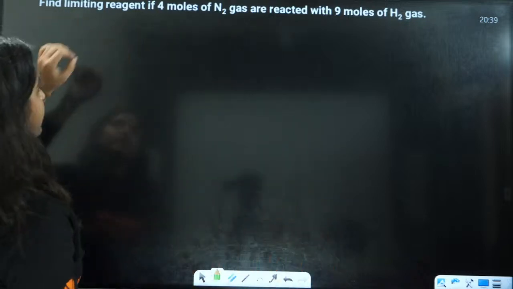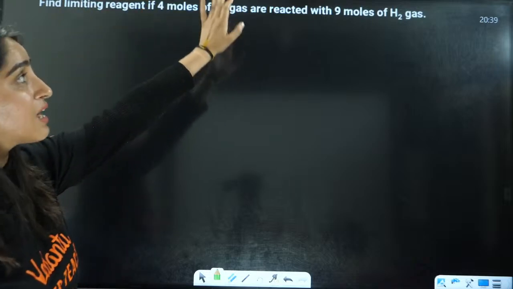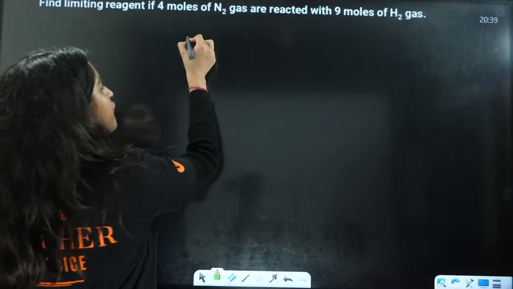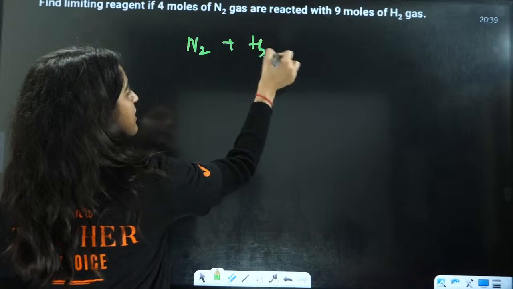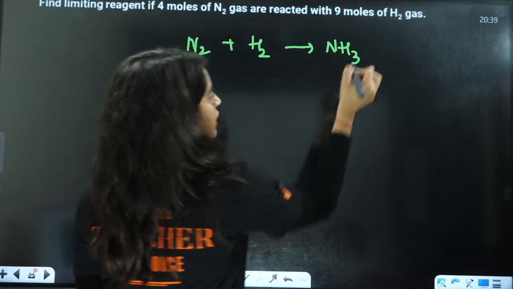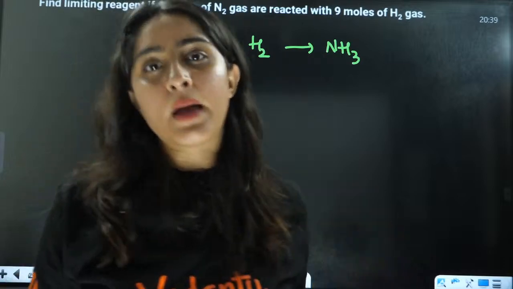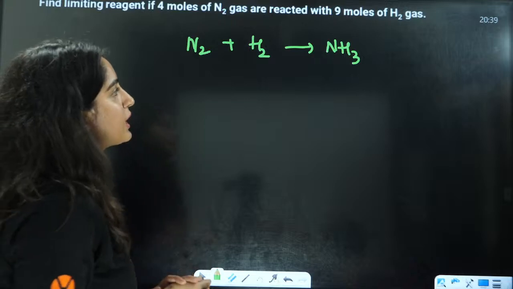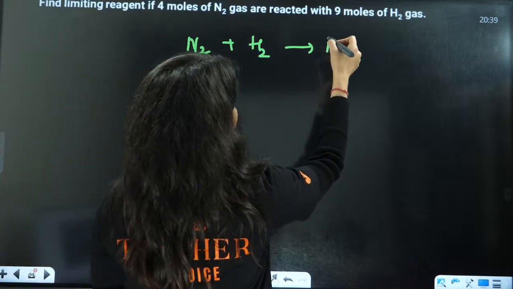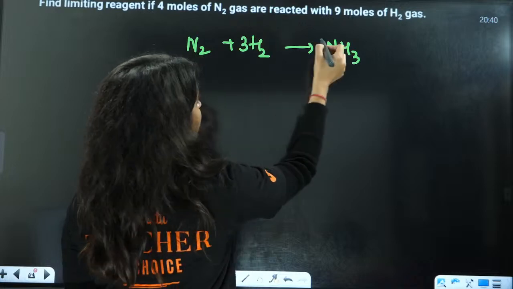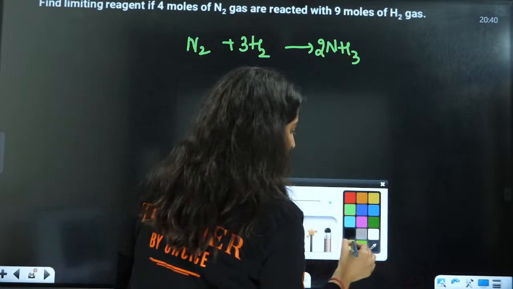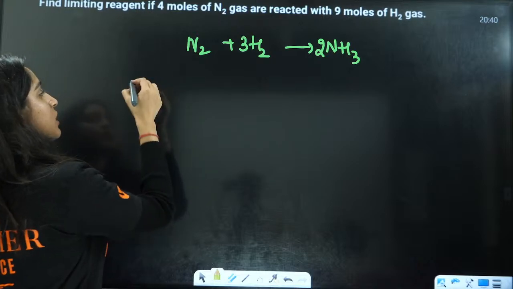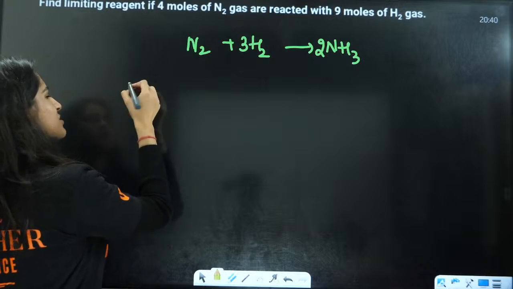Find the limiting reagent if 4 moles of N2 gas are reacted with 9 moles of H2 gas. You have 4 moles of N2, and H2 is going to give you NH3. Firstly, always remember to balance the given chemical equation. Balance this here: this is 3, this is 2. This is the balanced chemical equation. Write given and stoichiometry.